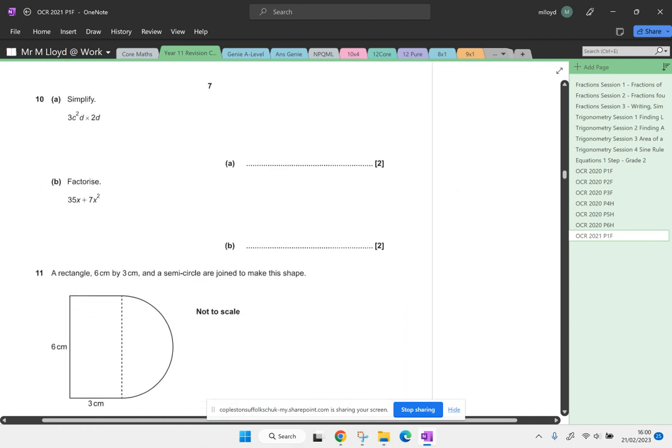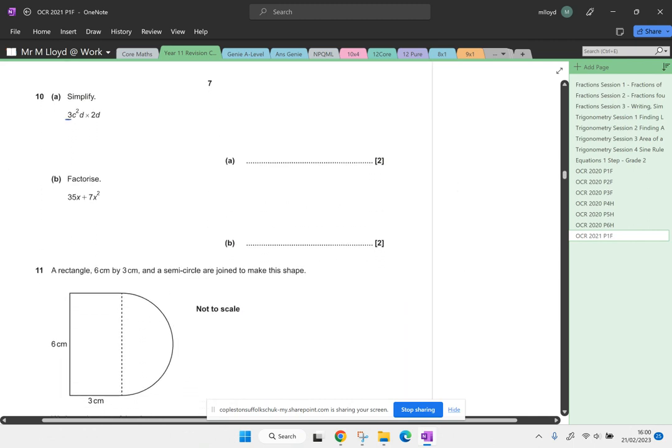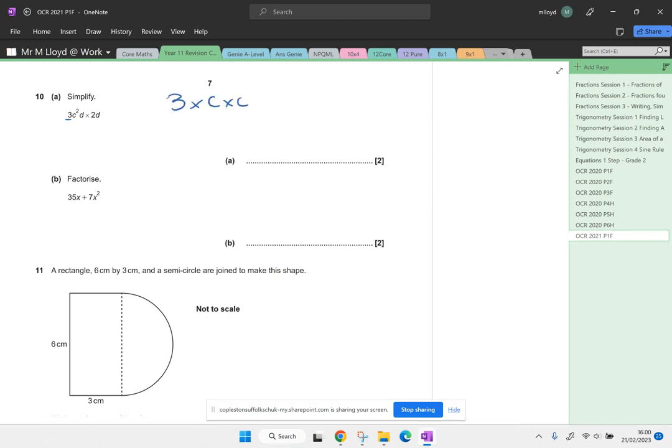Question 10, simplify. So I'm going to rewrite this out. You might not like what I'm doing here, but it's 3 times C times C times D times 2 times D. 3 times 2 is 6. There's 2 C's and 2 D's. So 6C squared D squared.